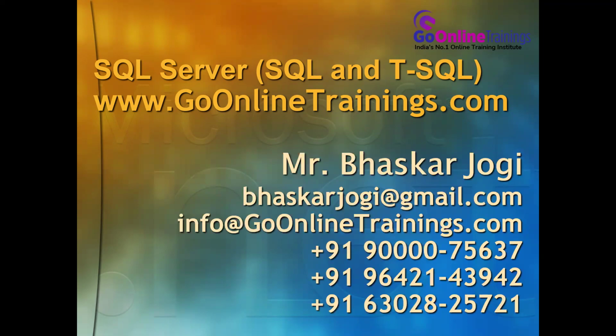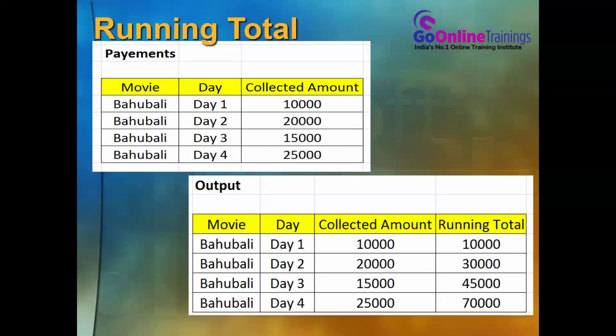I wanted to create one table. The table has a movie name and day collections: day 1, day 2, day 3, day 4 collections, and what is the amount collected. So Bahubali movie, day 1 is 10,000 rupees, day 2 is 20,000, day 3 is 15,000, like that.